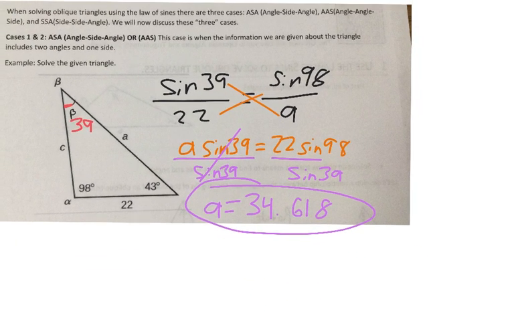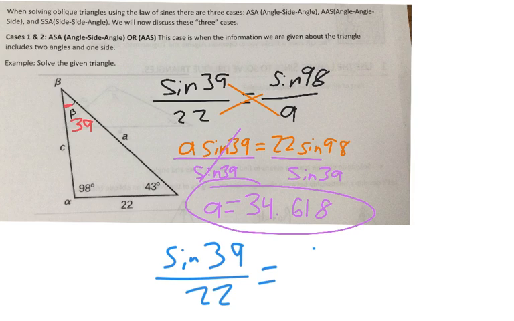Now, to find the other side, we've got to do it again. Here is my kicker, though. I just found this side, and I just rounded the answer, so I don't want to use this side again. I would rather go back and use the given side with the given angle. So I'm going to pick this ratio again and set it up with the other angle. I'm basically just going to have the proportion that Lydia said earlier: sine of 39 over 22 equals sine of 43 over C.